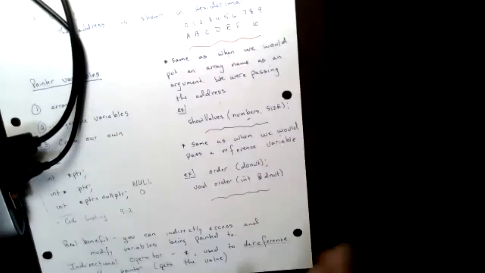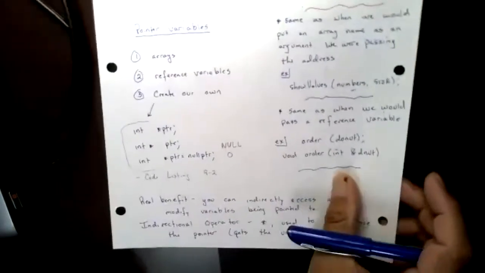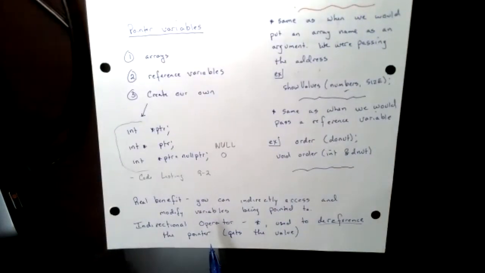Good, nice and quiet. So what do we have going on here? I have some notes. The real benefit: you can indirectly access and modify variables being pointed to. Don't really see that yet as a real value, but I got it. The indirection operator is the asterisk. Again, just mentioned that. It dereferences the pointer so that I can get the value.